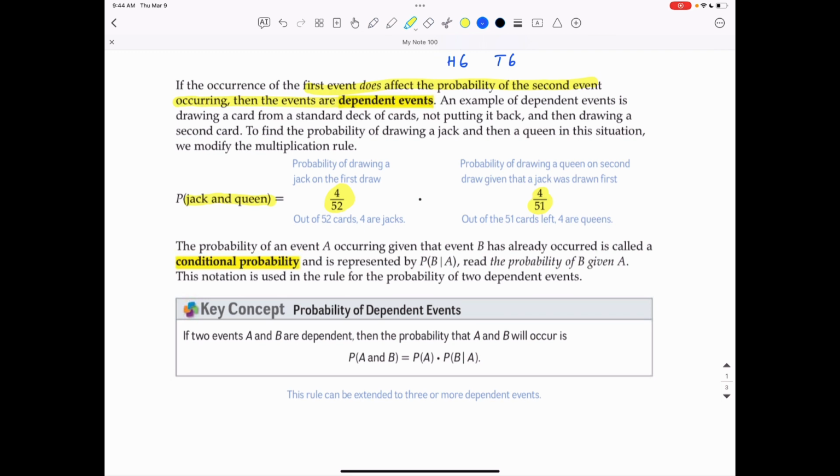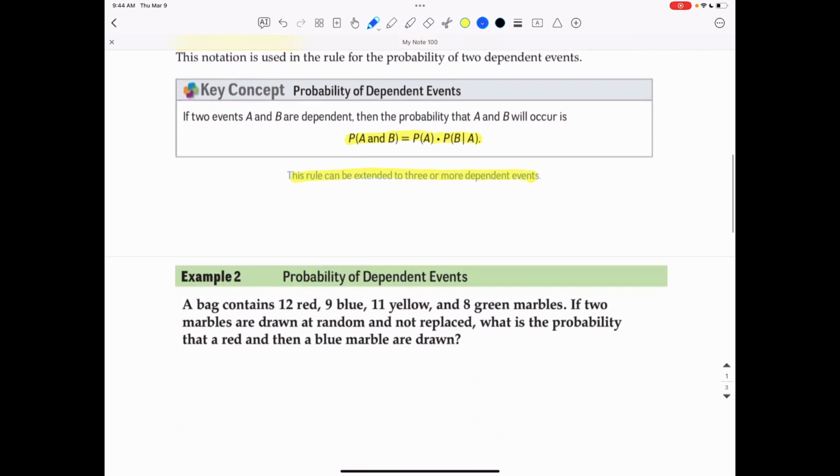You still figure that out by multiplying them together. So the notation, when it says the probability of A and B equals the probability of A, and then it's got that vertical line in between the B and the A on the second part, that just means the probability that B occurs given that A has already occurred. And again, this can be extended to 3 or more dependent events. So you're still multiplying to find the probabilities.